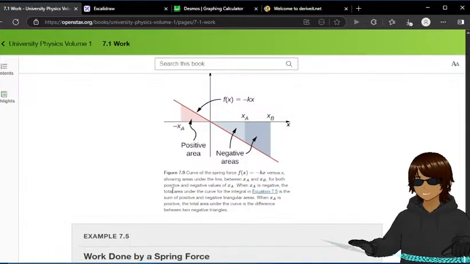When XA is negative, the total area under the graph for the integral is the sum of the positive and negative triangular areas. When XA is positive, the total area under the curve is the difference between two negative triangles.